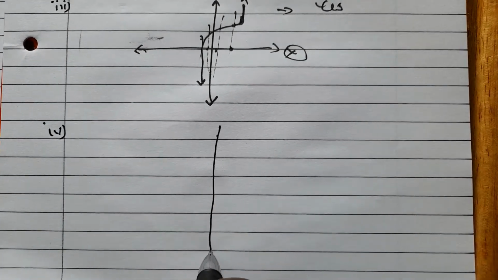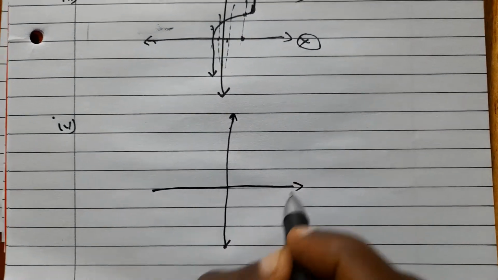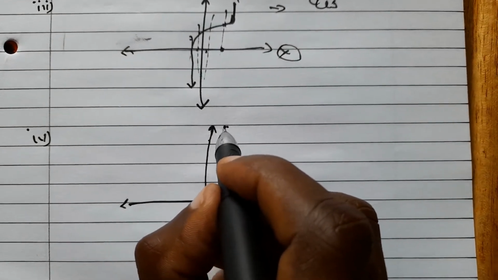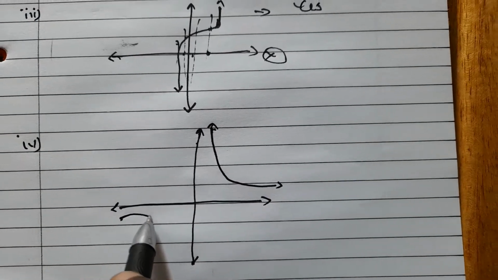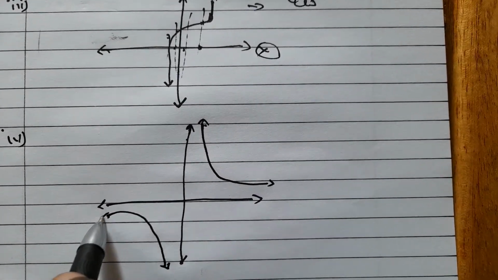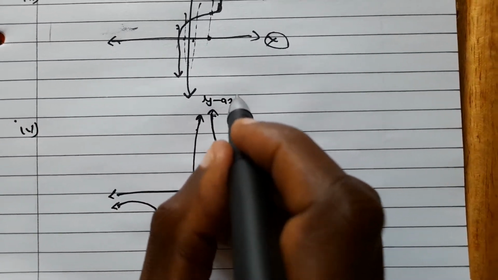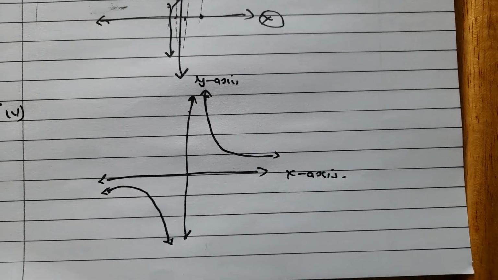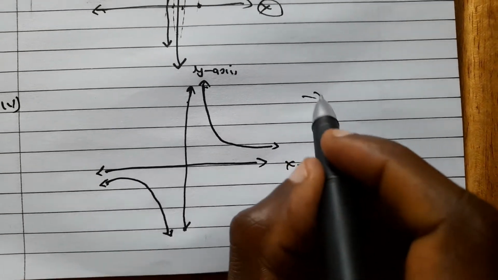Another absolutely amazing case here. I have my axes like that, and I have something like this, something like that and like that. Of course, this is my y-axis and this is my x-axis. The question is, is this graph representing a function? The answer is yes, it is a function.